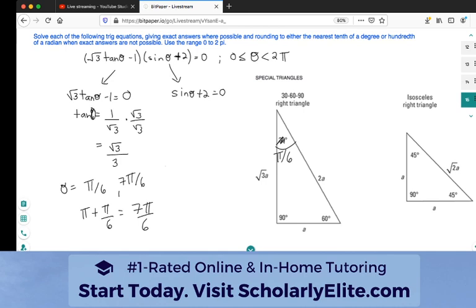Okay. So here I'm just going to get sine of theta equals negative 2. And this is the kicker here, you guys. The range is only from 0 to 2 pi, and nowhere in the unit circle within 0 to 2 pi do we have any part of the unit circle where the sine is equal to 2. Therefore, this is not applicable, and you don't answer this part. I mean, your answer would be not applicable.